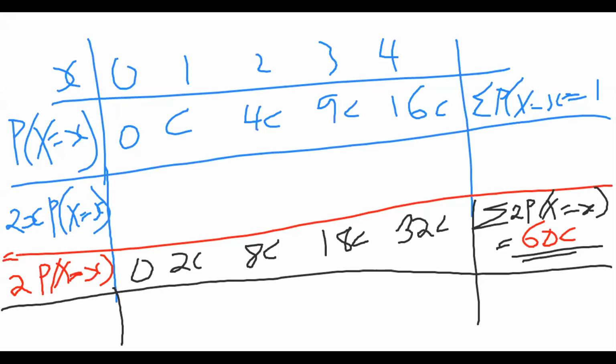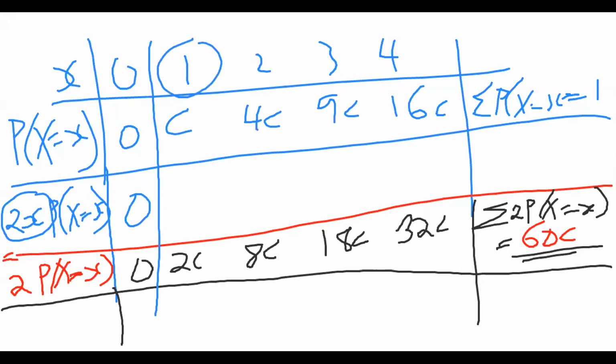So here we have 2x times the probability of 0. The answer is 0. Then we multiply 2x, that is 2 times 1 times the probability, which is c. So we'll get 2c.